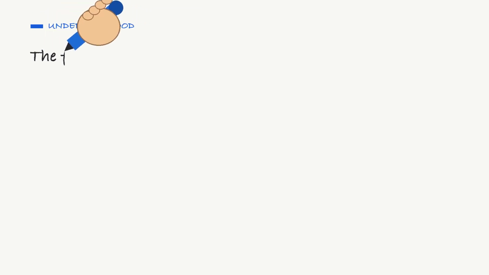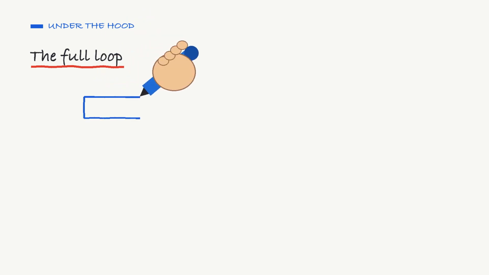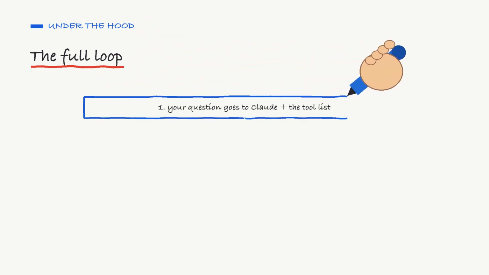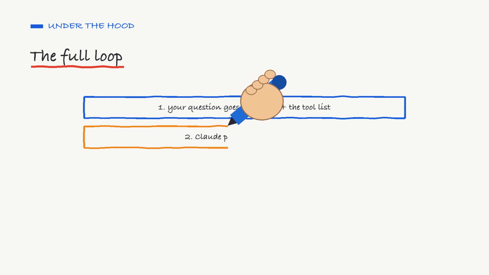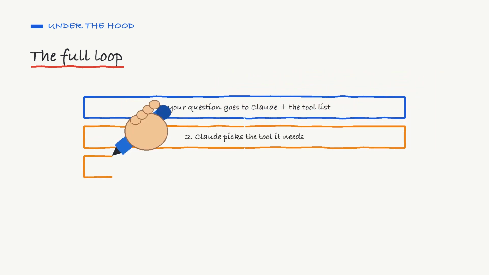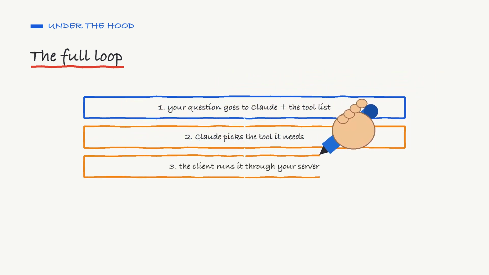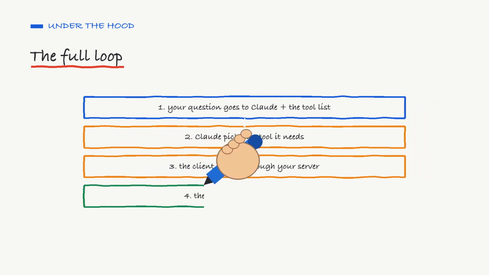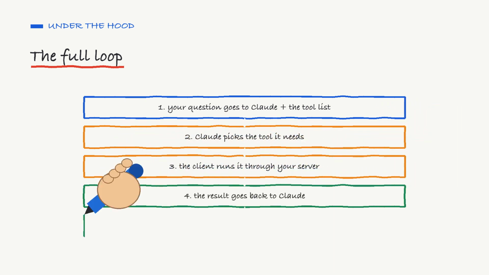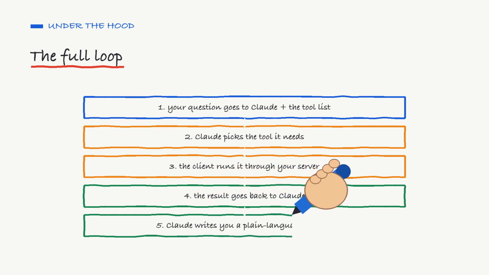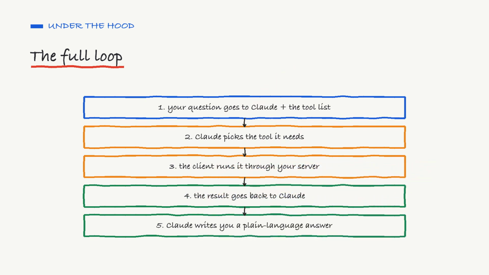So what's happening under the hood when you ask that question? 5 steps. The client sends your question to Claude, along with a list of available tools. Claude analyzes them and decides which to use. The client executes that tool through your MCP server. The results are sent back to Claude, and Claude formulates a natural language answer. That's tool use, end to end, through a server you wrote.